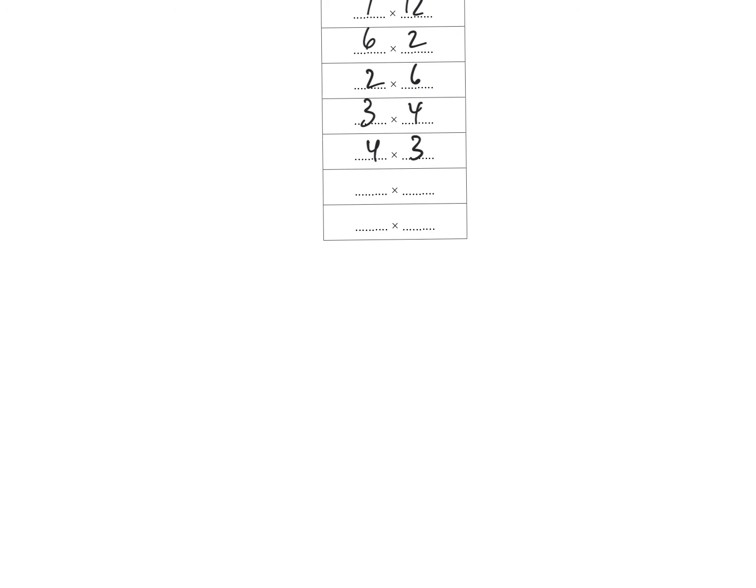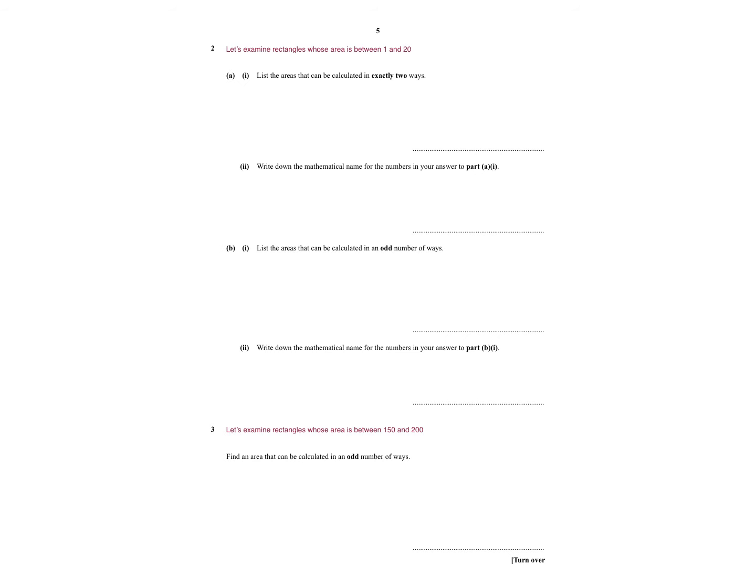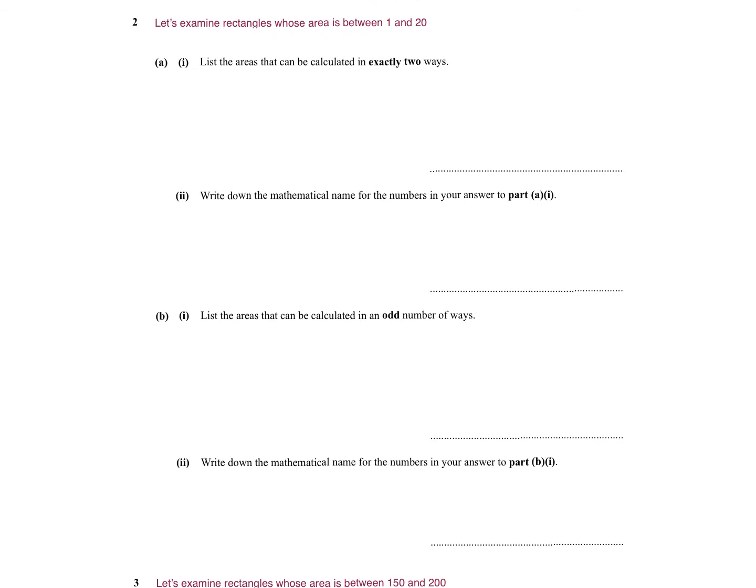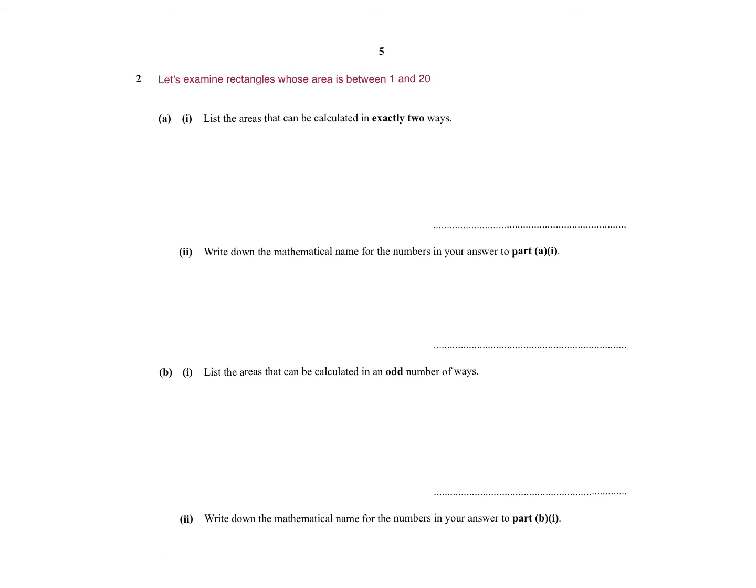Next page. Go back a couple of pages. So now we're going to examine rectangles whose area is between 1 and 20. List the areas that can be calculated in exactly 2 ways. Well, that's interesting. All right. So if we're examining between 1 and 20 now, we've got a bit of a wider selection. So we know that 7, 11, and 13 will work, right? But why did they work? They worked because there was only 2 ways to calculate it, right?